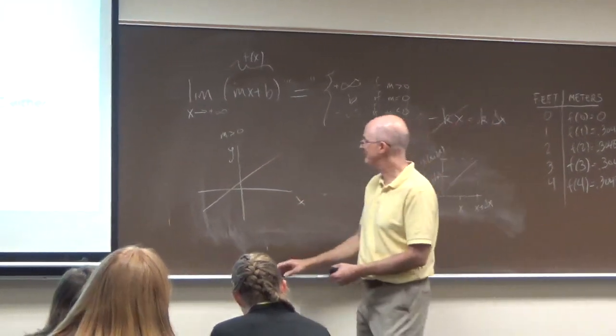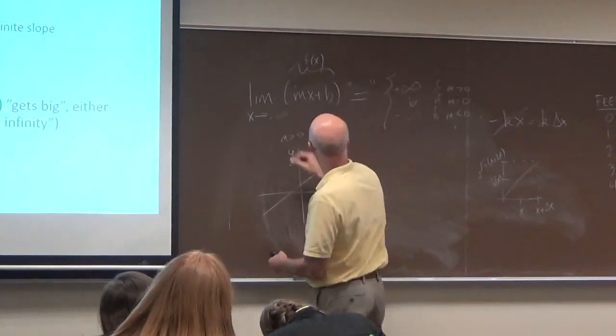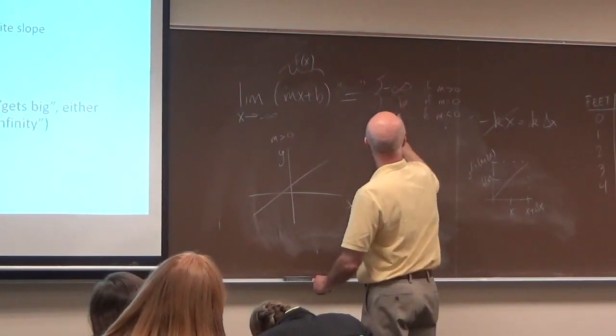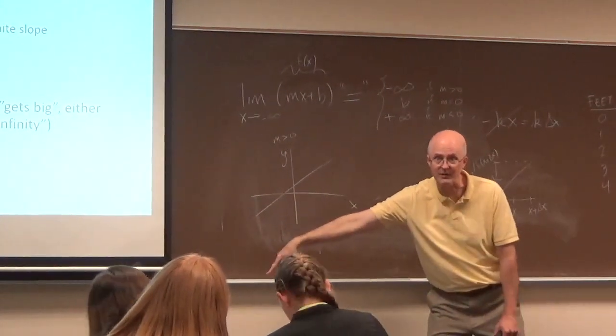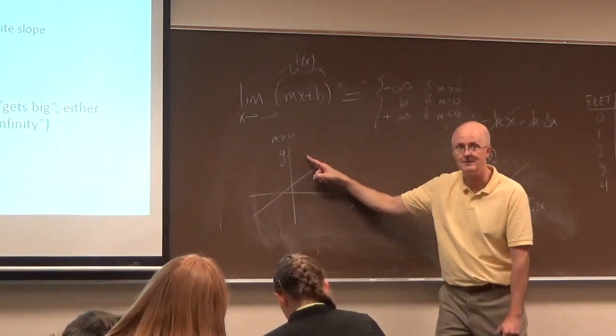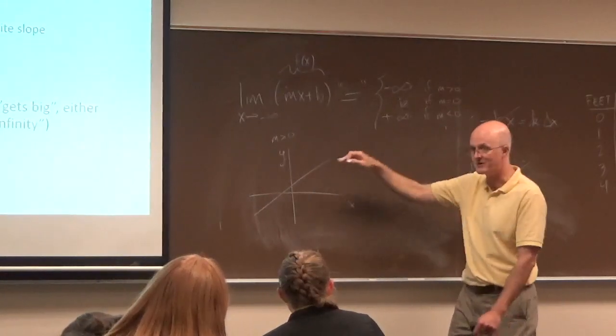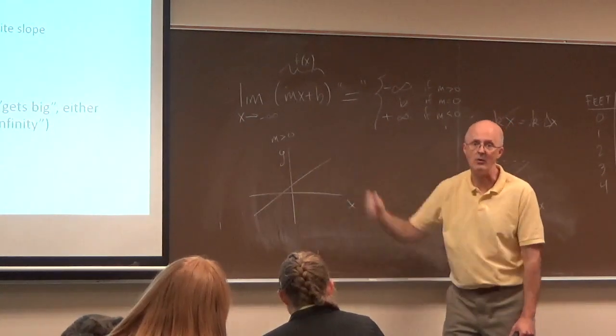Now, if I let x go to minus infinity instead, keep going to the left forever and ever, then these signs change, like this. The graph is going down forever and ever when m is positive. When m is 0, then the graph's a horizontal line, and that's why you get b. The output is always equal to b.